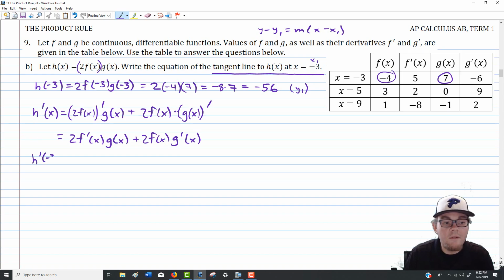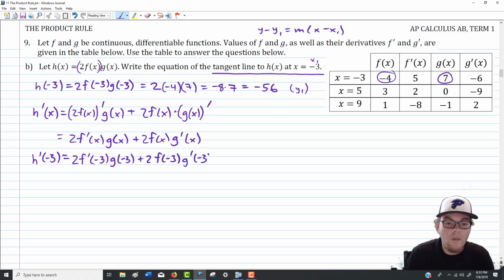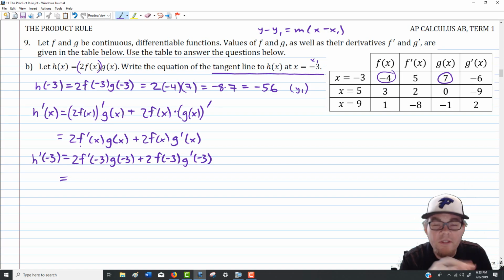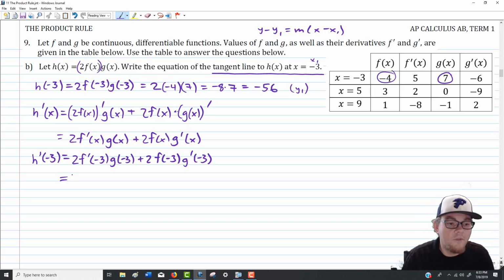We want h prime of negative 3, so we can get the slope specifically at this point. So that's going to be 2f prime of negative 3, g of negative 3, plus 2f of negative 3, g prime of negative 3. And again, the challenge here isn't that this is particularly hard. It's basically 2 times the product rule. The challenge is now that we have all these pieces, we have to pull the right information out of the table. So let's do it carefully.